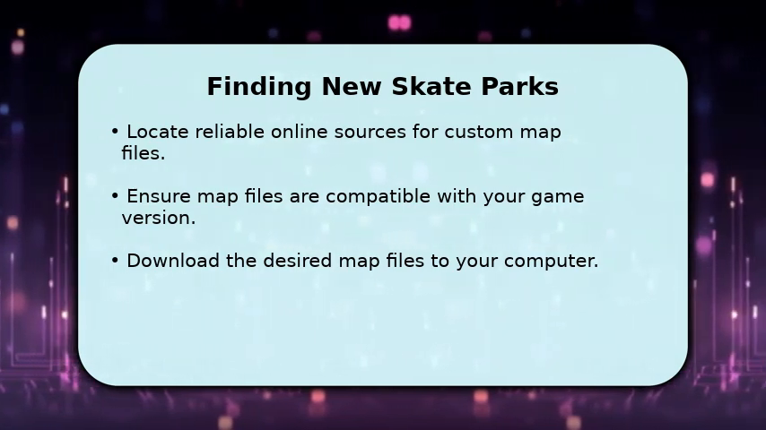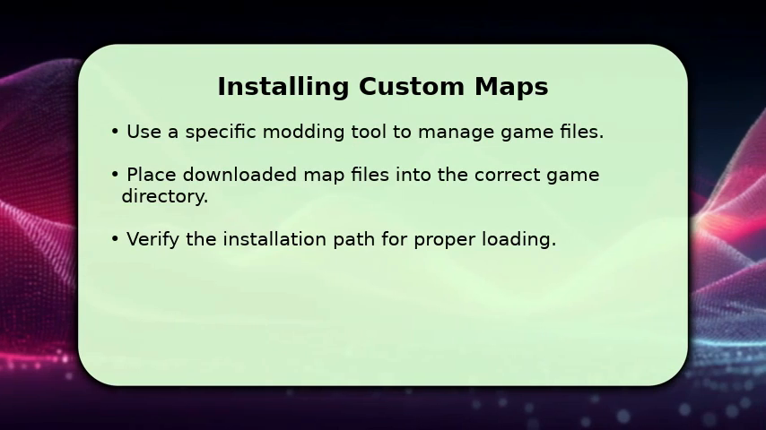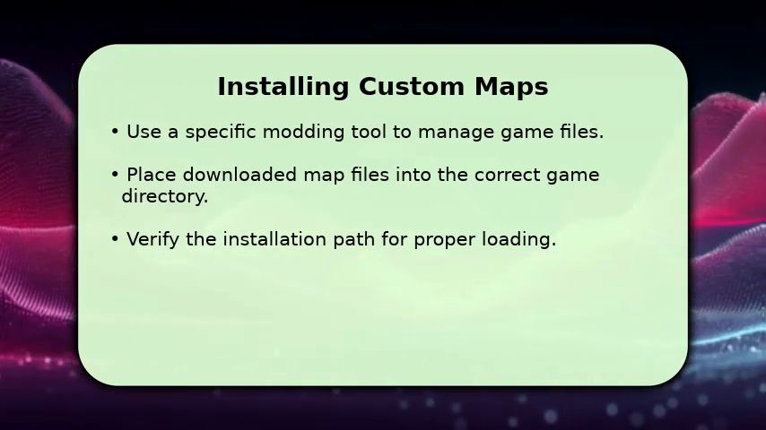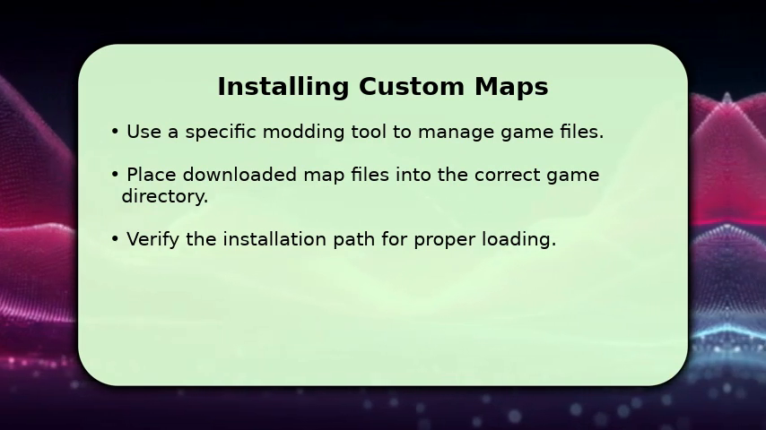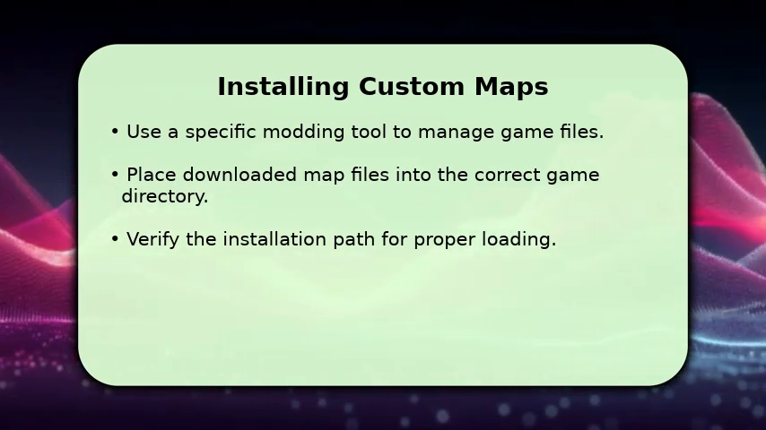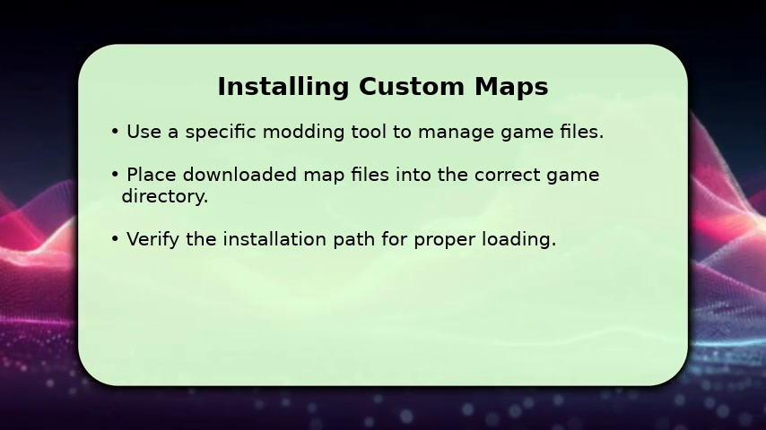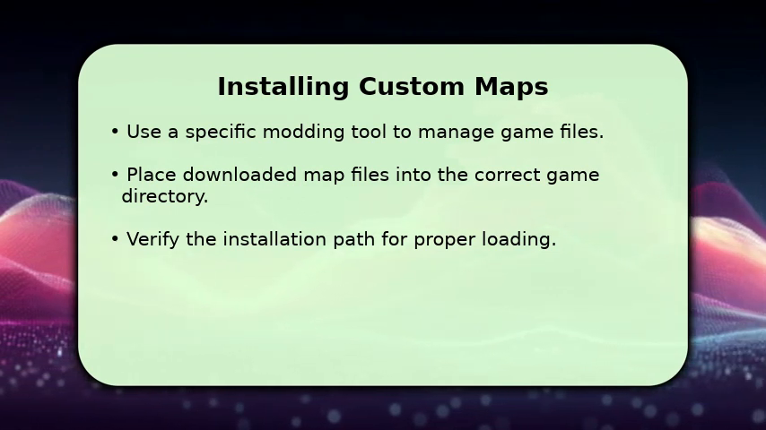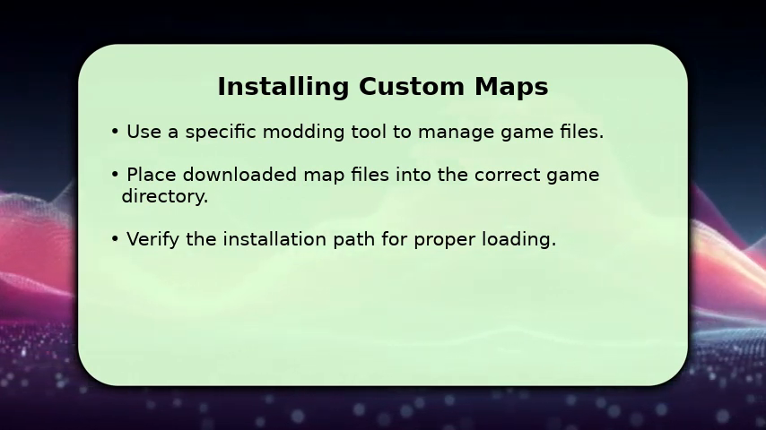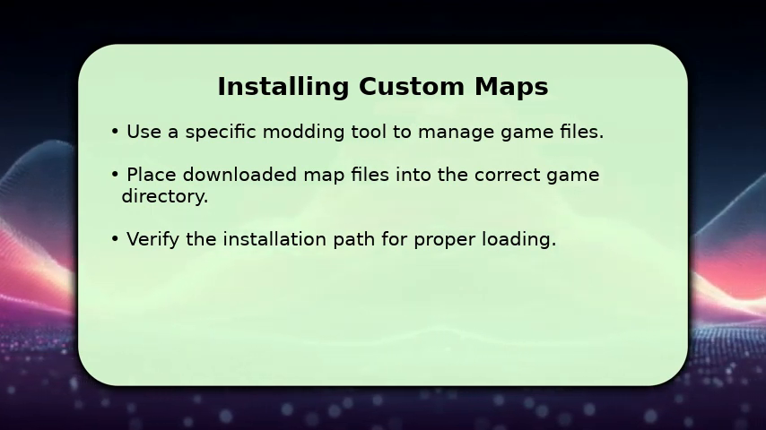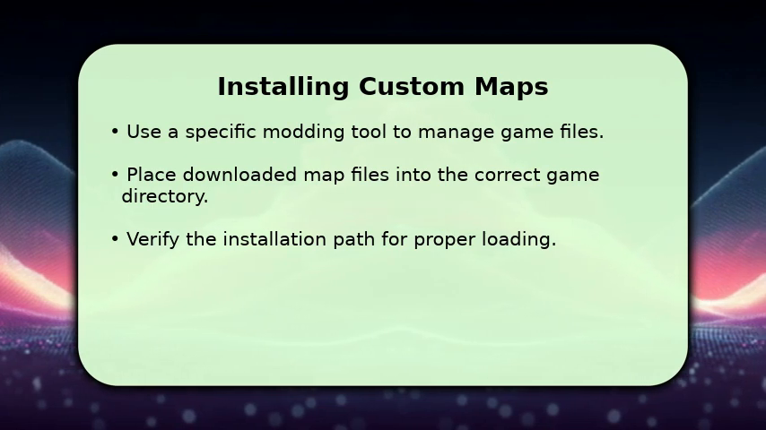Installing your custom maps requires a few careful steps. You will typically use a dedicated modding tool or file manager to interact with your game's data. Carefully place the downloaded map files into the designated game directory, often within a Maps or Custom Content folder. Double-check the installation path to ensure everything is correctly positioned for the game to recognize your new park.